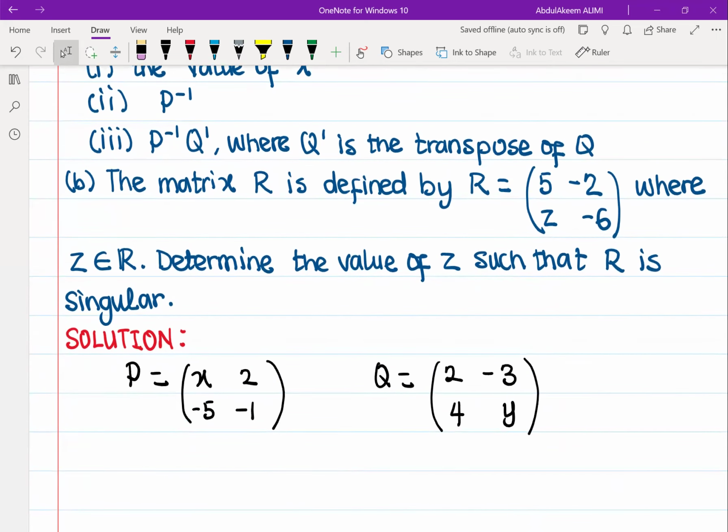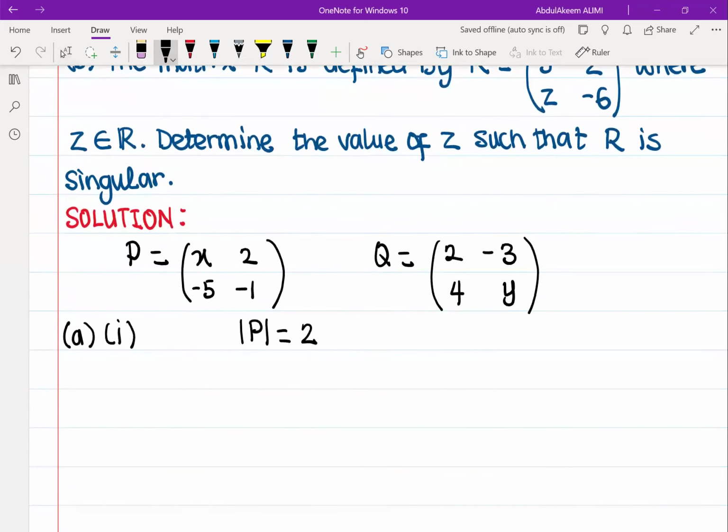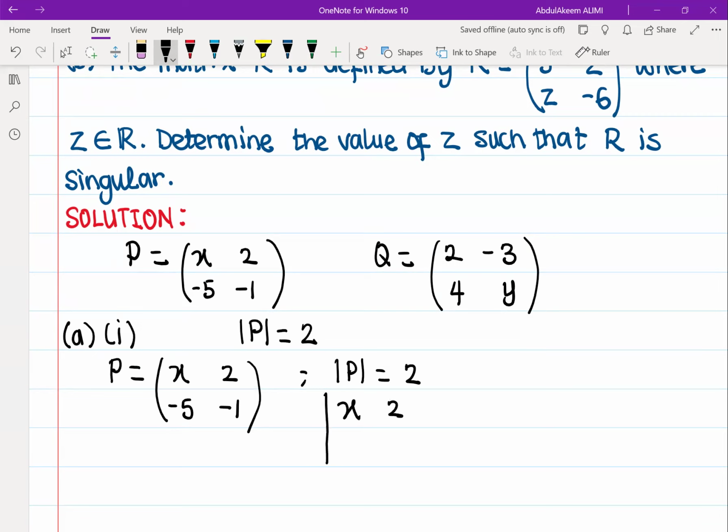We have matrices P and Q already written out here. Let's start with the first question. We are told to find the value of x, where the determinant of P is equal to 2. The matrix P is x, 2, minus 5, minus 1. Since the determinant is equal to 2, I can write this as the determinant of x, 2, minus 5, minus 1 equals 2. Let me find my determinant now.